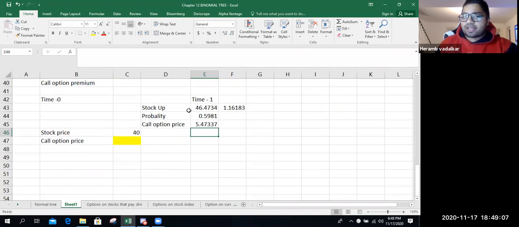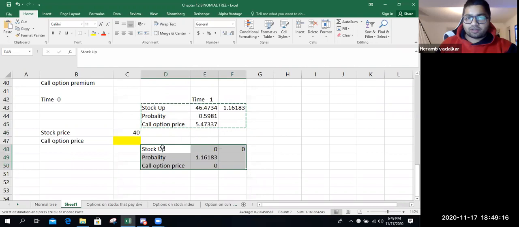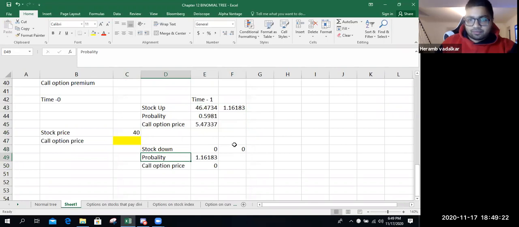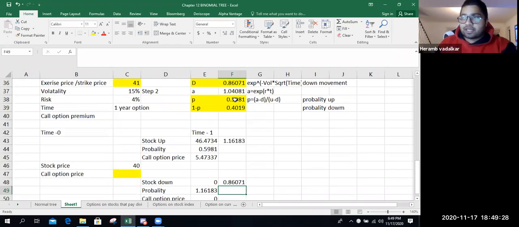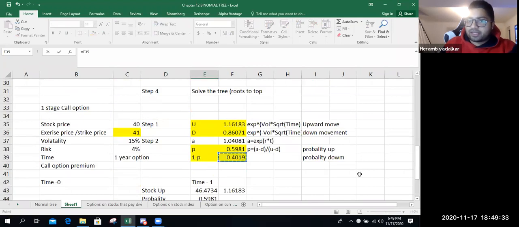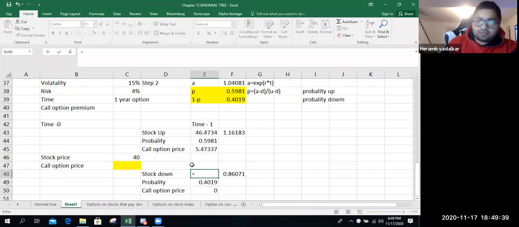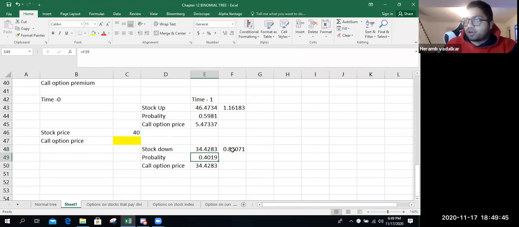Same way, stock can go up, but it can also go down. So I'll copy this. We'll make few changes and we'll solve. So instead of stock going up, it can go down. If it goes down, it goes down to 0.86. What is the probability of going down? Probability of going down is 40%, 0.4. Okay. So let's find out if stock goes down, it goes down to $34.